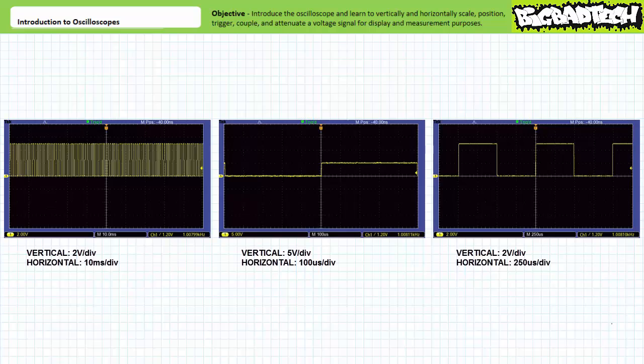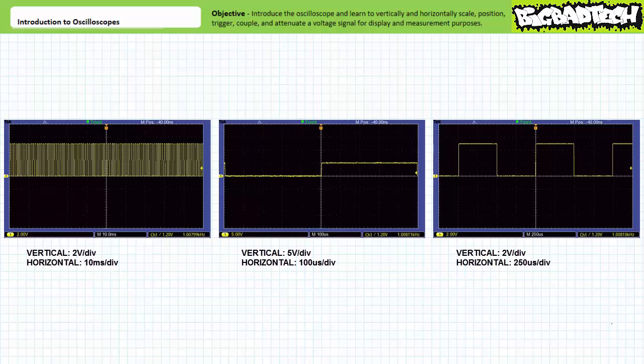Before we move on, take a quick look at these 3 plots. They're all the same test waveform with 5 volt pulses at 50% duty cycle at a frequency of 1 kHz, only they're being shown at different scales. The first one has a vertical sensitivity of 2 volts per division and a horizontal sensitivity of 10 milliseconds per division.